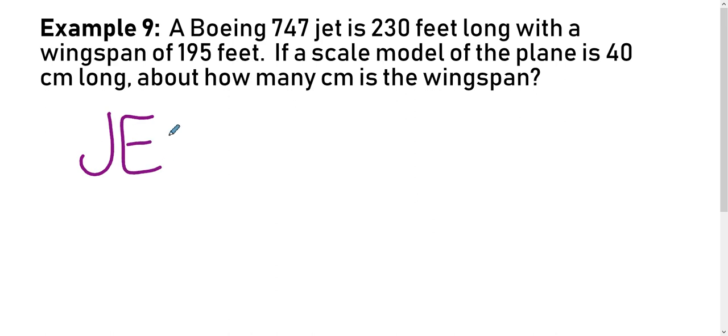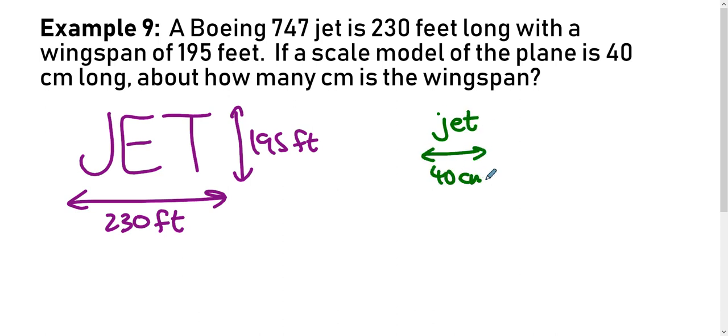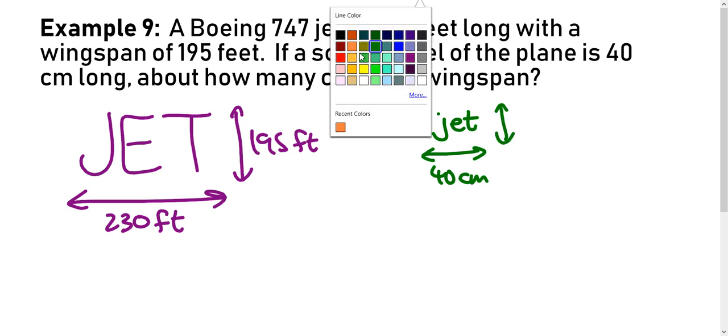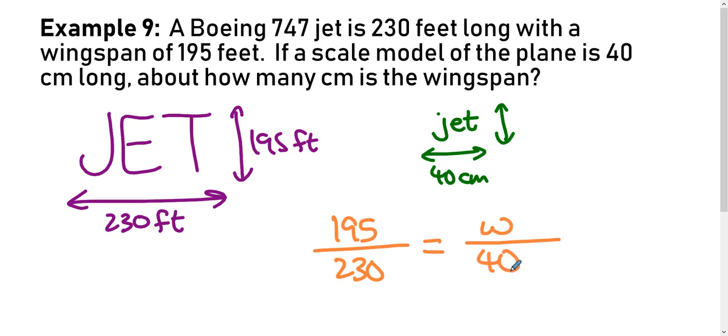So you have this jet, and the jet is 230 feet long, 195 feet in wingspan. And then over here, you have a scale drawing of the jet, and the scale drawing is 40 centimeters long, and we want to know about its wingspan. If we're thinking proportionally, we're going to compare like things with like things. The wingspan is to the length.